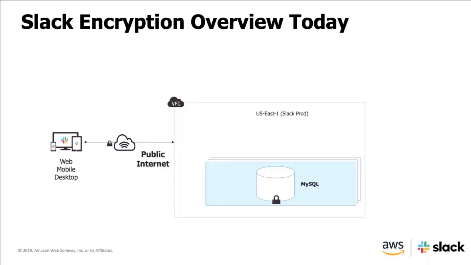In order to level set, I want to start by going through a simple illustration of how Slack encryption works today without Slack EKM. Let's imagine a user types a message into Slack, and let's assume the message is "Hello World." That message is encrypted, in transit and at rest, and stored in plain text in our MySQL database.